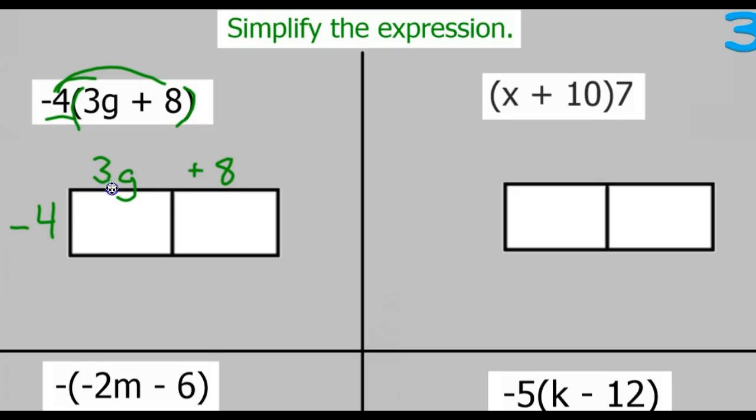If I do negative 4 times 3g, I get negative 12g. And if I do negative 4 times positive 8, I get negative 32. So my new answer is negative 12g minus 32.